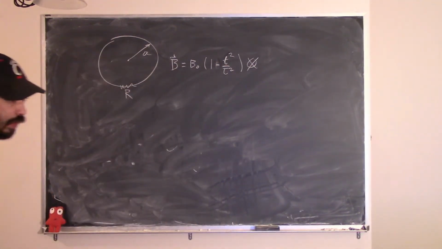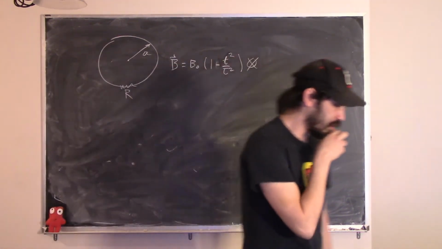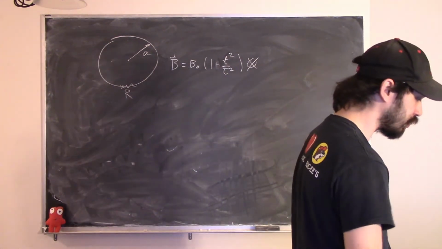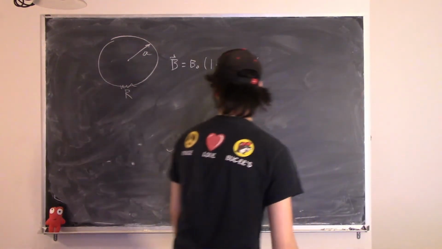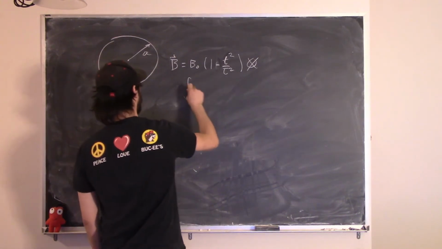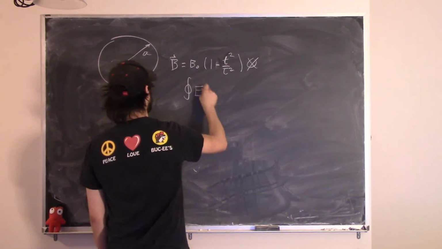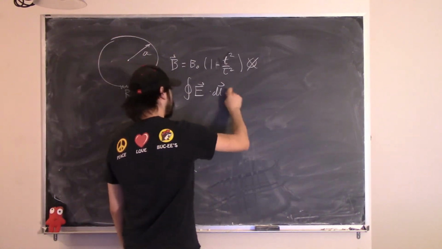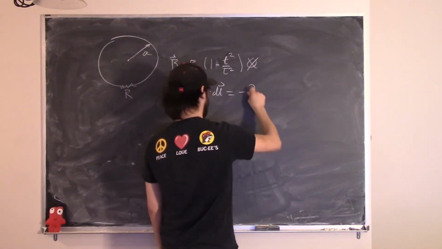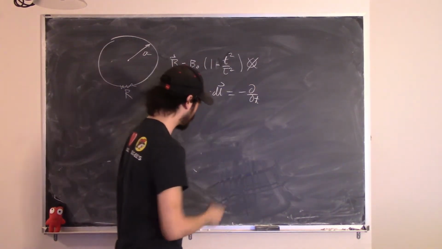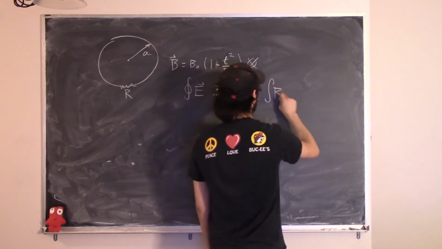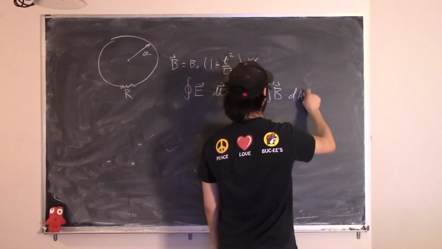Okay. And what we want to find is the current and the direction of the current that's induced in this loop of wire. So the first thing that we can do is write down Faraday's law. So the integral over some closed loop of E dot dl is equal to the negative partial derivative with respect to time of the integral of B dot dA.